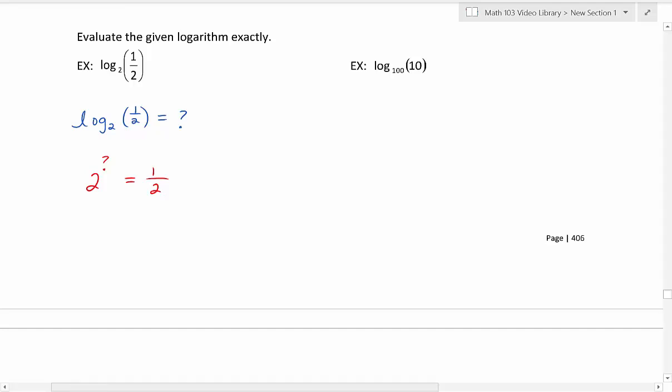2 raised to the negative first power is equal to 1/2. We know that that negative exponent takes our base to the opposite side of the fraction. So 2 to the negative first is equal to 1/2. Well, that means then that log base 2 of 1/2 is equal to -1.